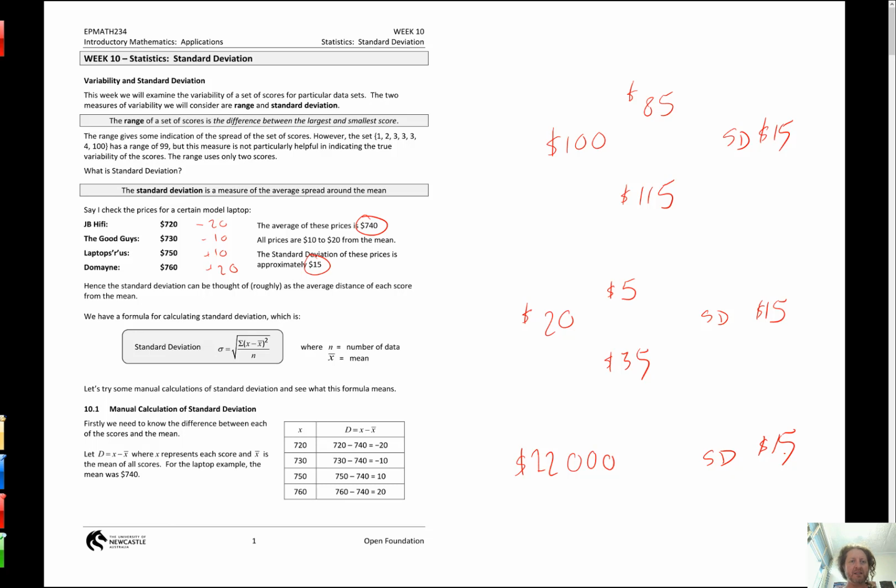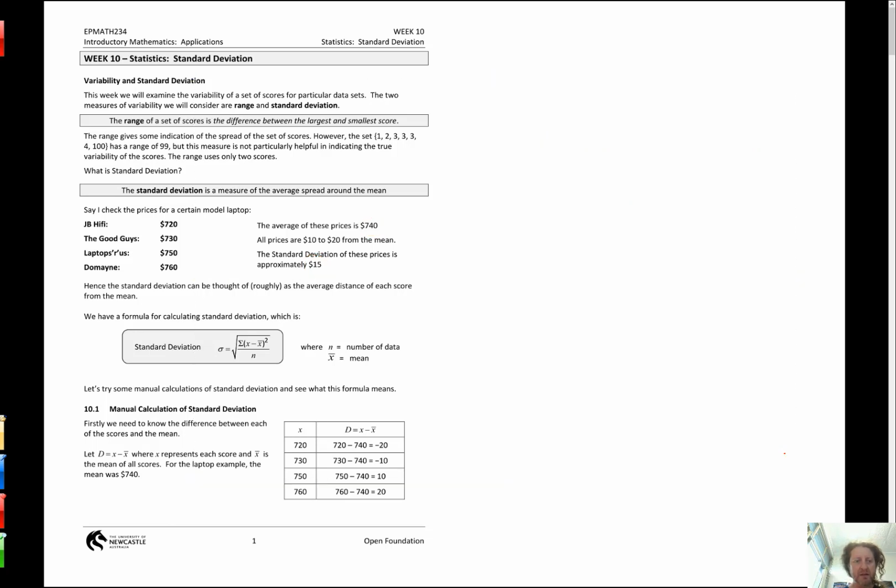So we need to calculate it ourselves. Here's the formula, which I know looks hard, but really it's a happy formula because one, it's provided to you on the formula sheet, and two, it just tells you how to do this whole next bit, manual calculation of standard deviation.